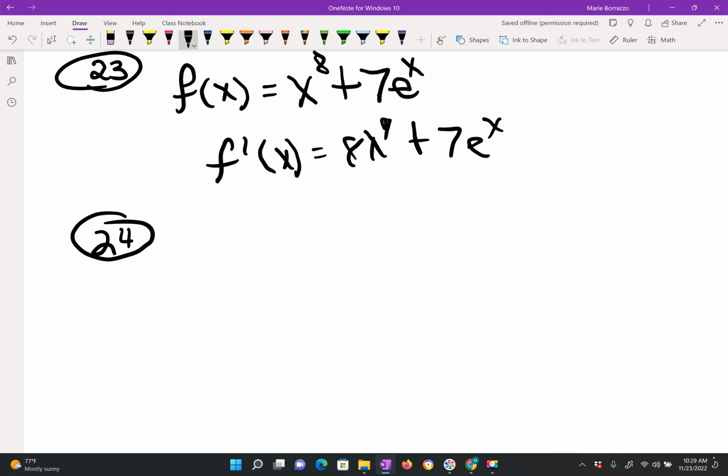Number 24, same thing. This time it's a natural log of x, so they're giving us f of x equals the natural log of x to the 4th power.